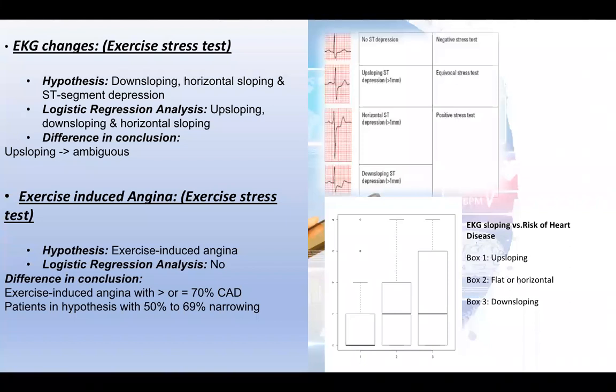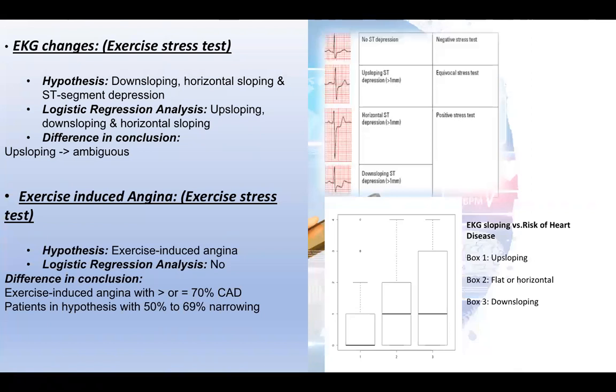We also hypothesized that EKG changes and exercise stress test methods to assess heart disease, including ST segment downsloping, horizontal sloping, and ST segment depression, were significant, while as per a logistic regression model, only 3 slopes of ST segment, that is upsloping, horizontal, and downsloping, were the significant predictors. The difference in conclusion can be due to the fact that in real-life scenarios, the EKG changes with upsloping ST segments are ambiguous, which may mislead the dataset.